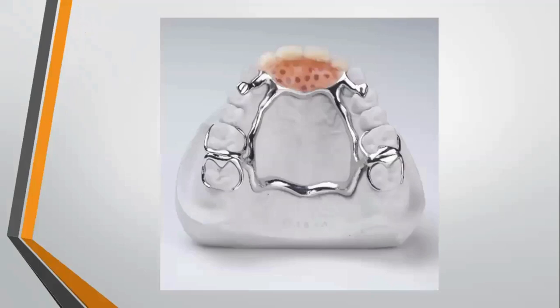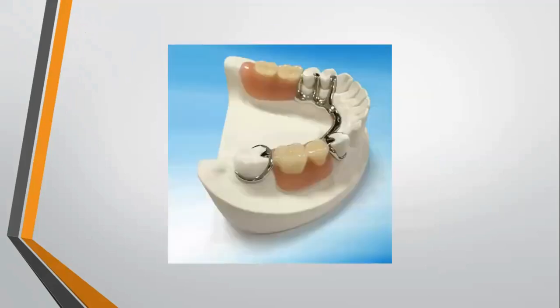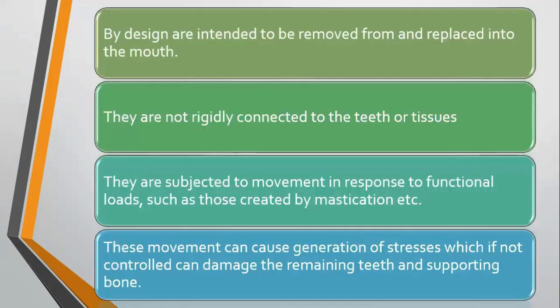So this is a cast partial denture. In this, you can see all the different components which are incorporated for a maxillary partial denture. And this is a mandibular cast partial denture framework. Here also you can see the major connector, the direct retainer, indirect retainer, and so on. This is another acrylized one, which has the denture teeth attached to the cast partial denture framework, and by design it is intended to be removed and replaced into the mouth.